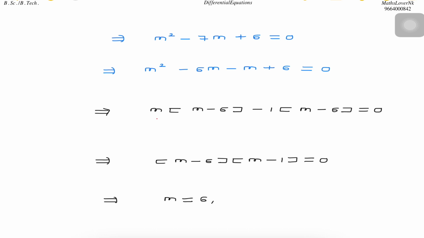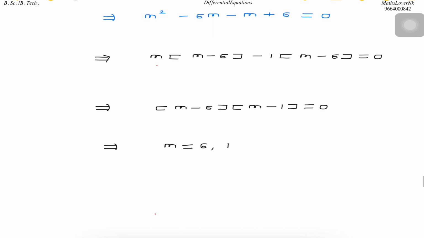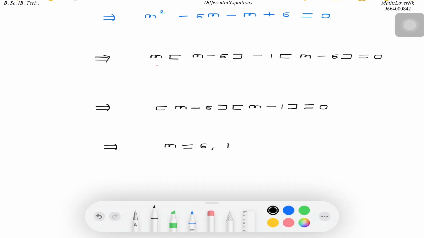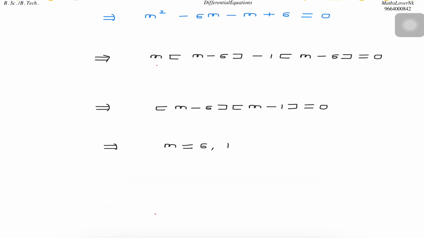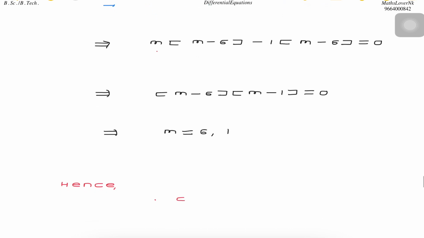Now CF, the complementary function, is given by CF is equal to C1 e the power 6x plus C2 e the power x. I think you understand: C1 e the power 6x plus C2 e the power x.